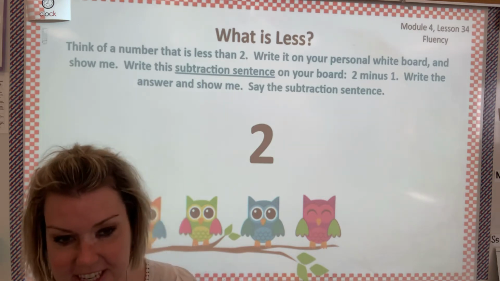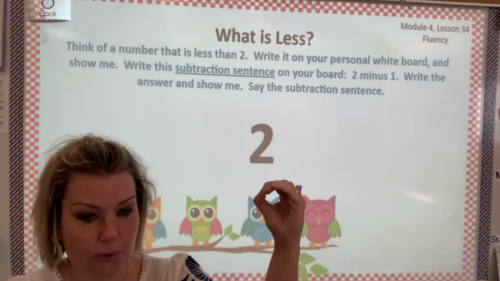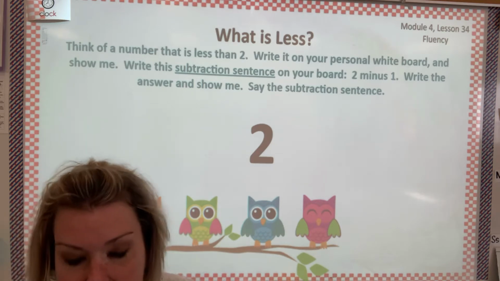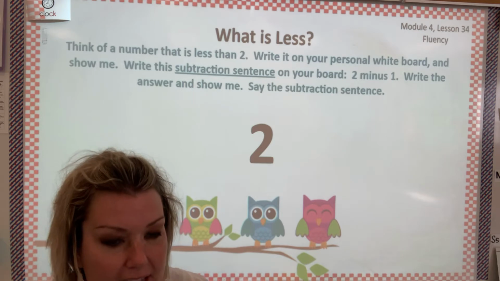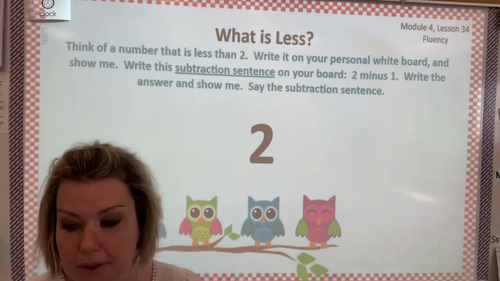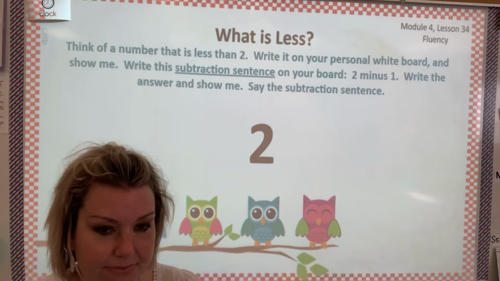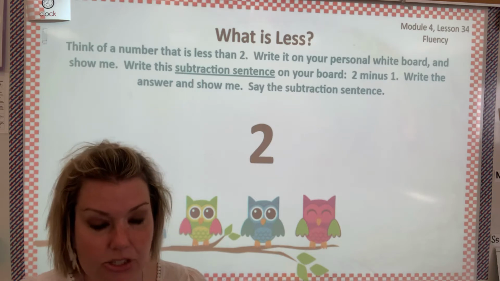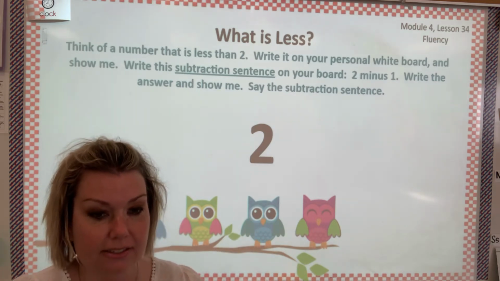Ah, I see lots of friends. Some friends put 1, other friends put 0. Okay, write a subtraction sentence using that number and 2. Then hold it up. Miss Kate, what does that mean? Okay, so you thought of a number that was less than 2. If your number was 1, you need to write a subtraction sentence. 2 take away 1 equals what?